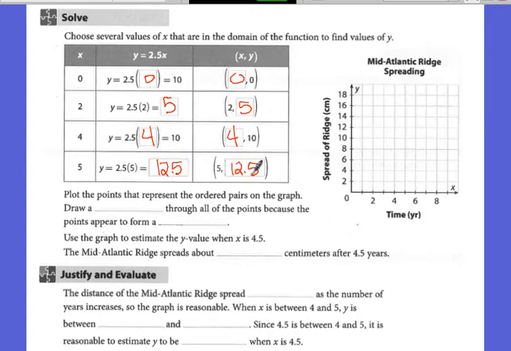All right. Again, to make sure that your answers make sense, in 0 years, it should move 0 centimeters. So if you didn't get that here, you definitely want to make sure you're double checking that work.